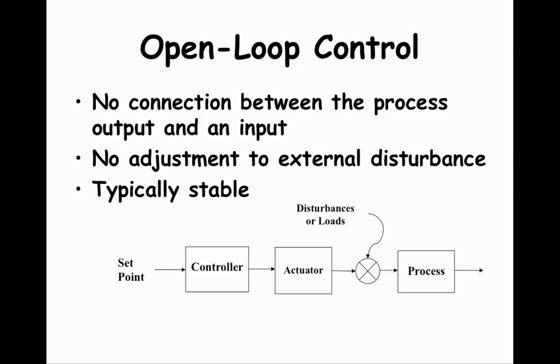Open-loop control systems do not have a connection between a process output and any of the process inputs. They are generally stable, but they do not adjust to changing external disturbances, inputs, or loads.